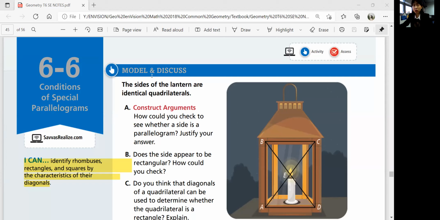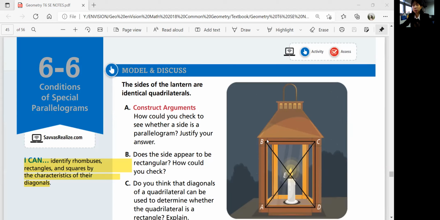Let's first look at a model and discuss. The sides of the lantern are identical quadrilaterals. Okay, so they're all the same. Identical means congruent quadrilaterals. Part A, how could you check to see whether a side is a parallelogram? Justify your answer. A side of the lantern is this whole quadrilateral. So how could you check if this is a parallelogram?